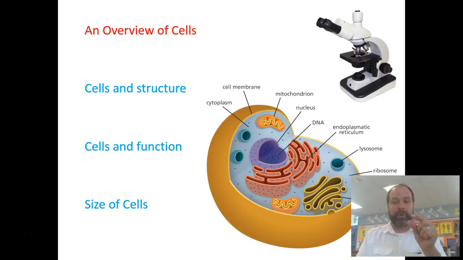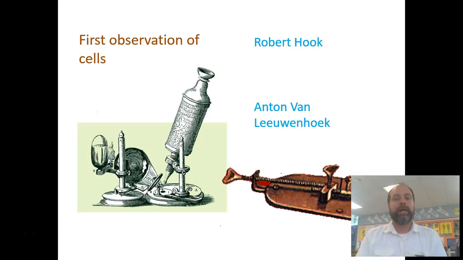Now, cells are really, really small, so small you cannot see them. Hence, you need a microscope in order to see cells. Because cells were so small, they did not know they existed. It wasn't until the invention of the microscope a long time ago that Robert Hooke and Anton von Leeuwenhoek were the first couple of people to really observe cells. So cells are small and they carry out all the processes of life.